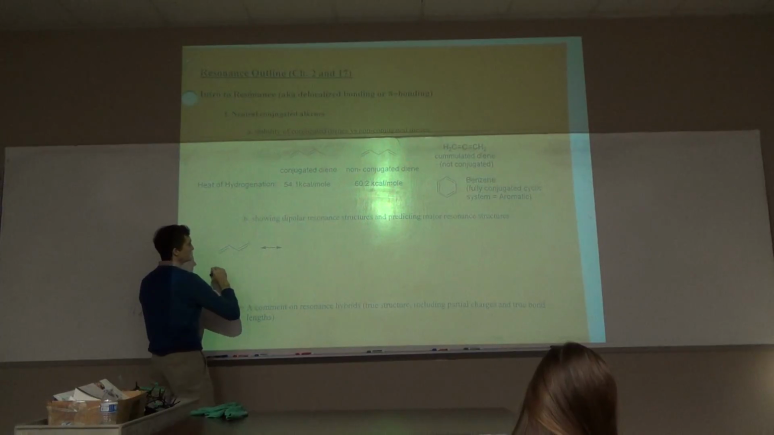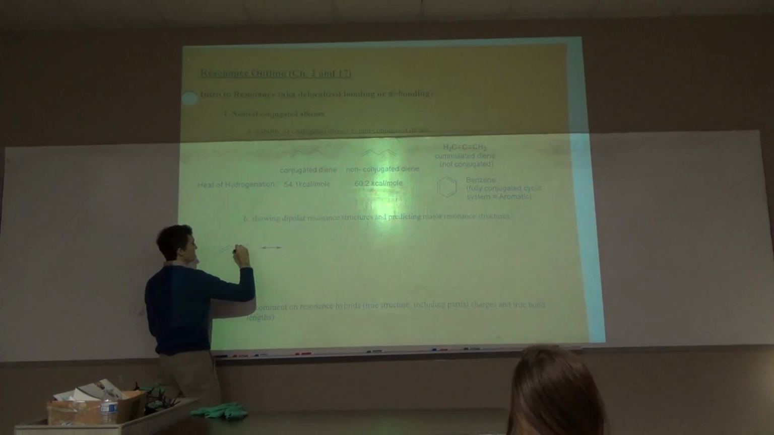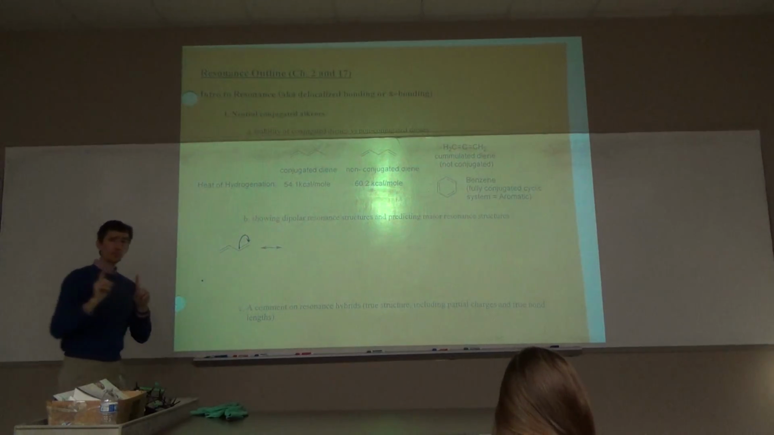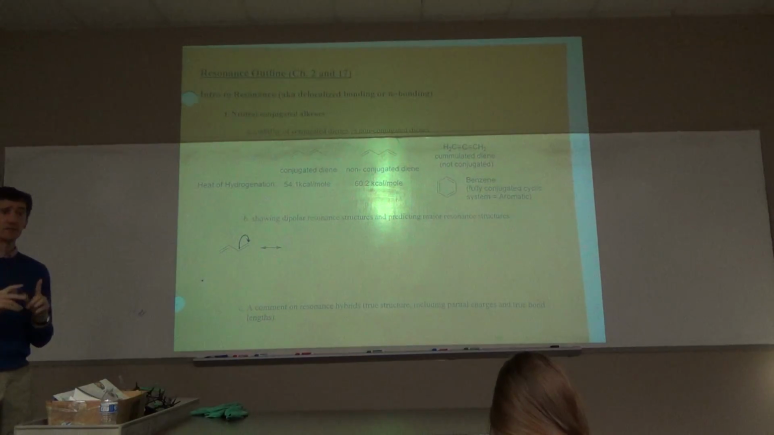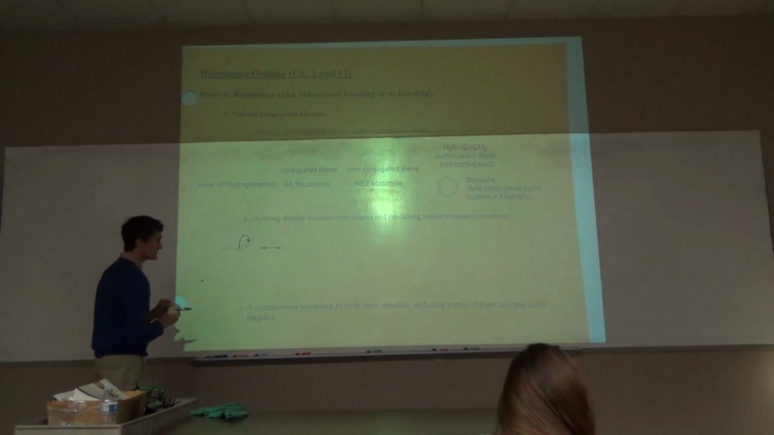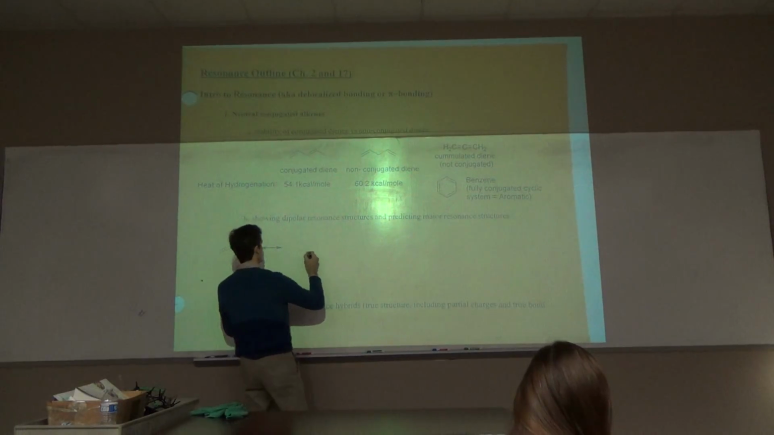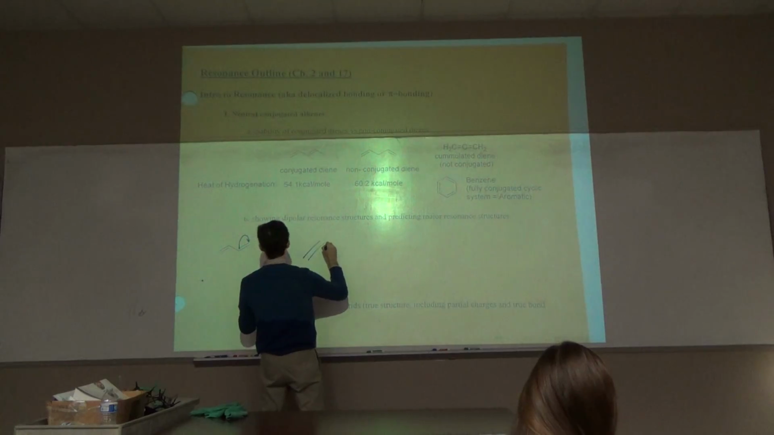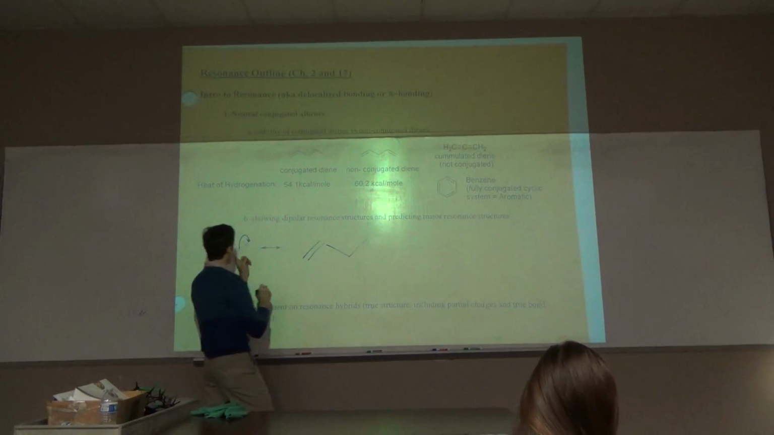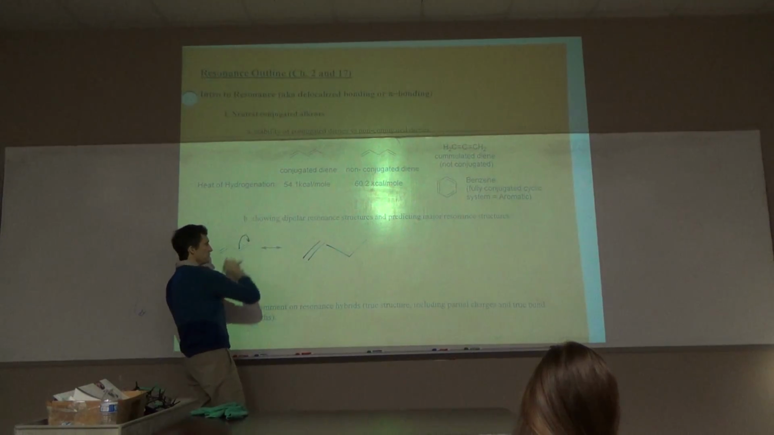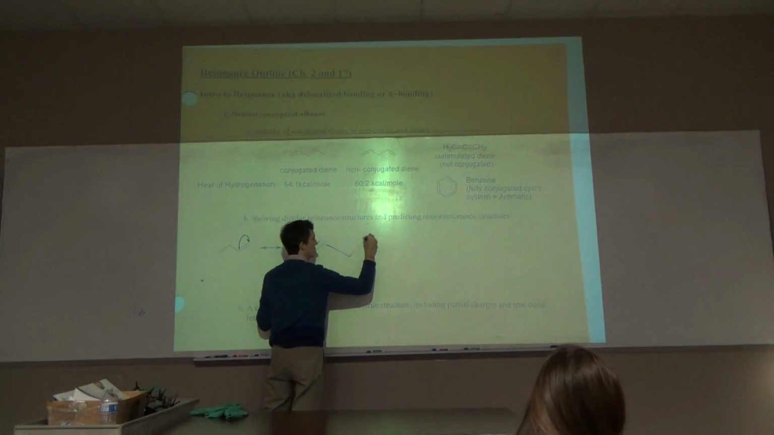Okay, we can move pi electrons. What if I take these electrons and move them here? Whenever we do resonance on the board, we use our mechanism arrows because we're moving electrons. Just take that, move them here. Hopefully you know that this means we're moving these two electrons out onto the carbon as a lone pair.